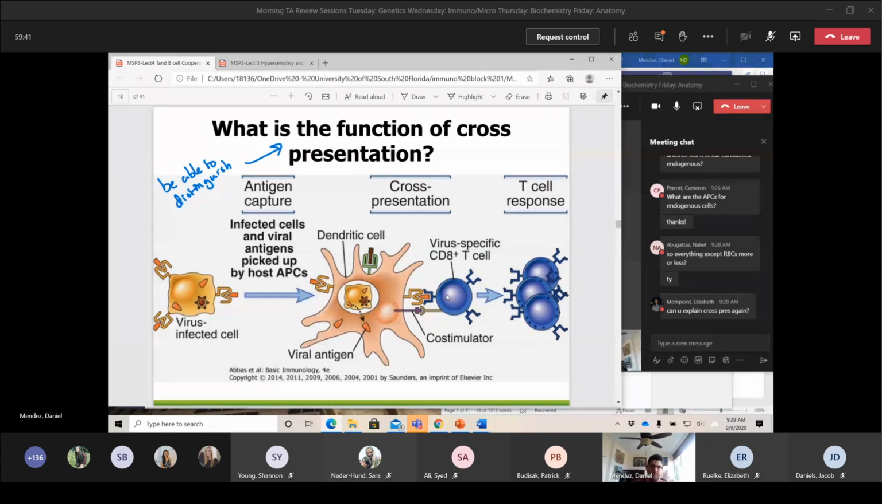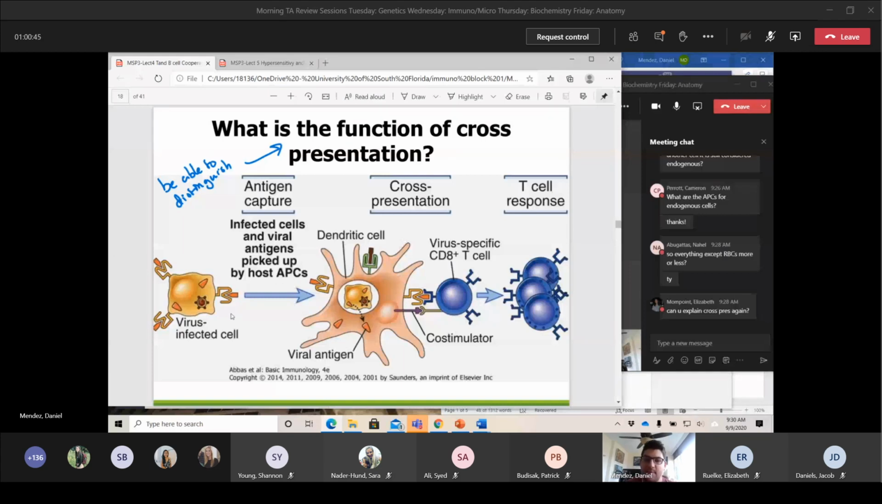The only difference between the regular CD8 endogenous pathway and cross-presentation is that in the regular pathway, the virally infected cell presents its antigen on its own MHC class 1 and communicates with a CD8 cell directly. In this scenario, instead of the virally infected cell presenting its own antigen on its MHC class 1, it releases the antigen so that an APC, a dendritic cell or a macrophage, usually a dendritic cell, will pick up that antigen and present it to a CD8 cell in place of the virally infected cell. When the dendritic cell presents that antigen to the CD8 cell, it communicates, it is not me that is infected, it is this other virally infected cell, and it will release chemokines for that virally infected cell. So the CD8 cells know to go there rather than attack the dendritic cell.